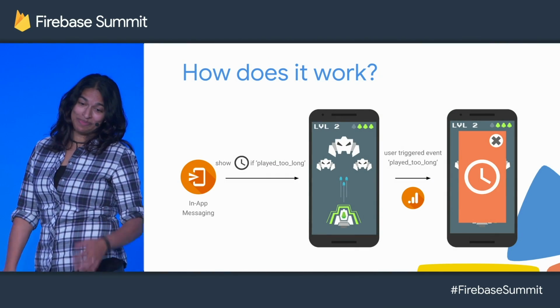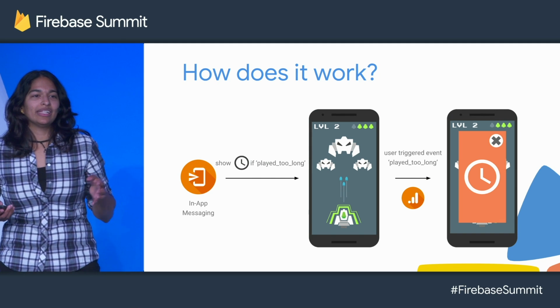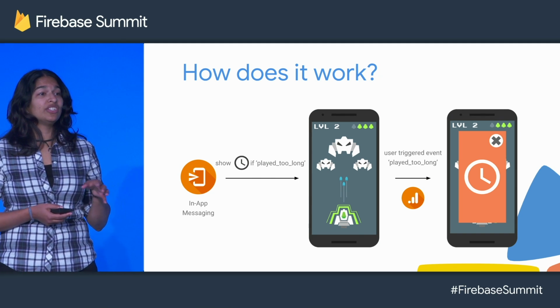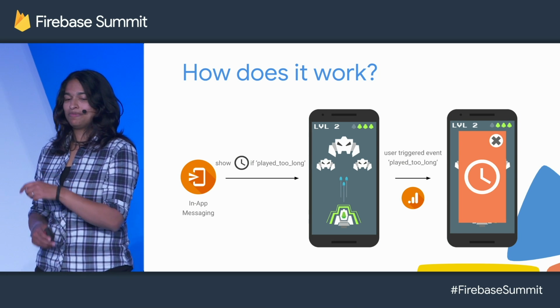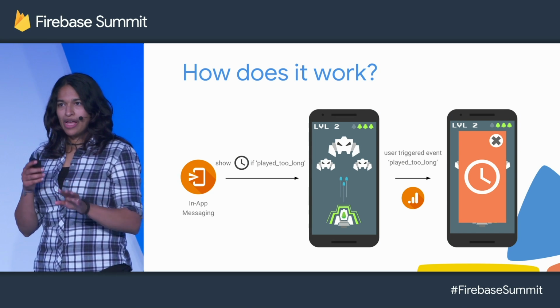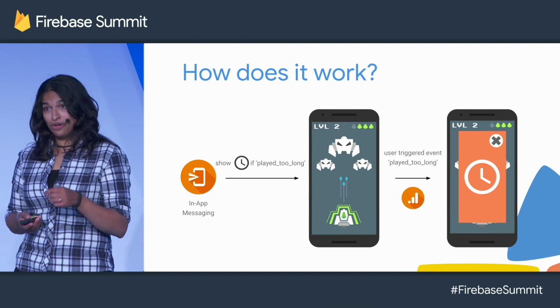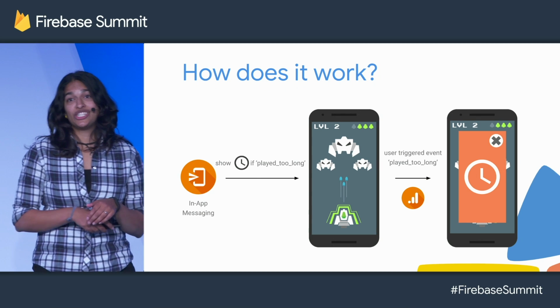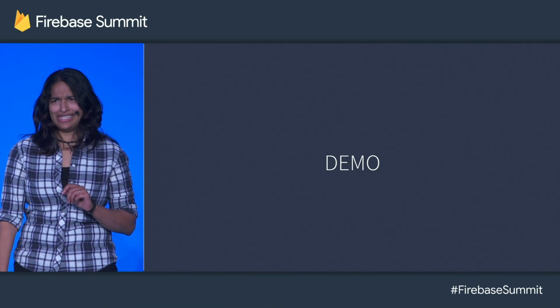So how does it work? In the In-App Messaging console, you're going to create a campaign that says, hey, show this particular message if the contextual trigger, played too long, is fired. The user will be going around playing their app, 30 minutes hits, that event gets triggered, played too long, and the in-app message gets shown right then and just to that user. So let's go into the demo.